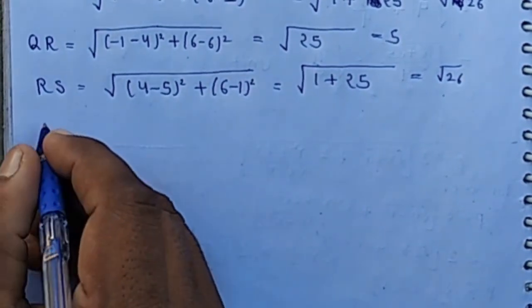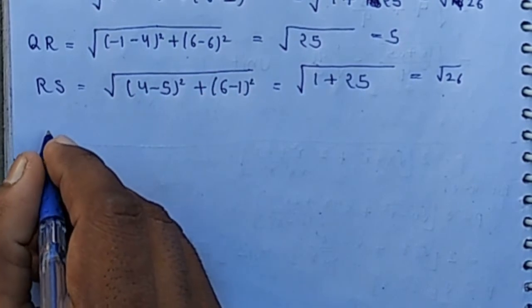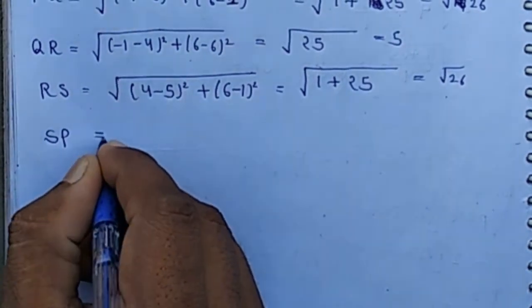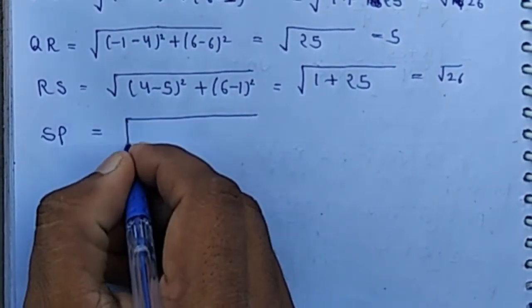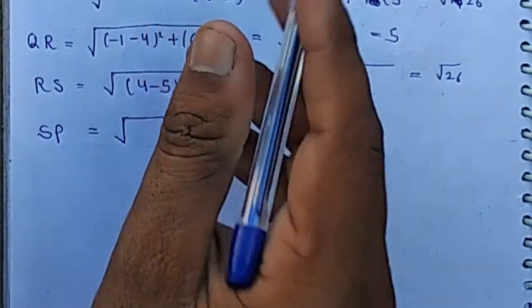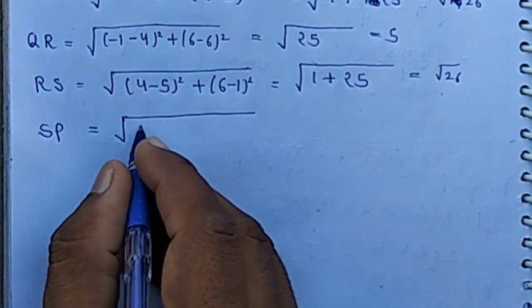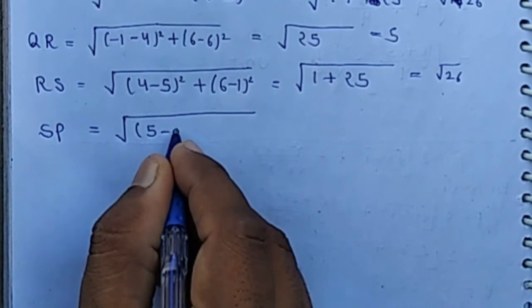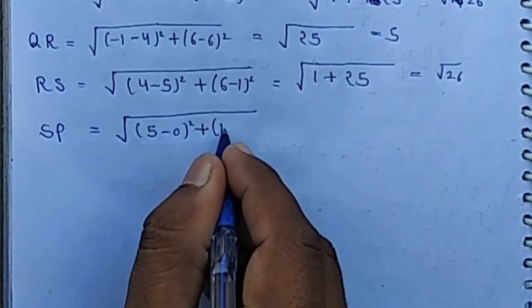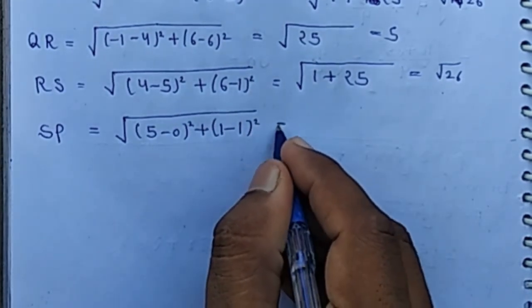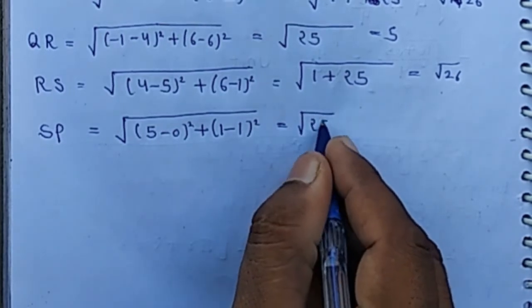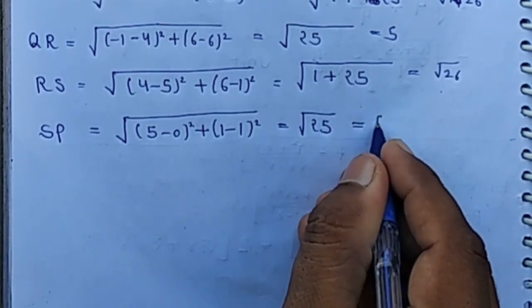Now SP is the distance between S and P: (5 minus 0) square and (1 minus 1) square. Then it is 25, means 5.